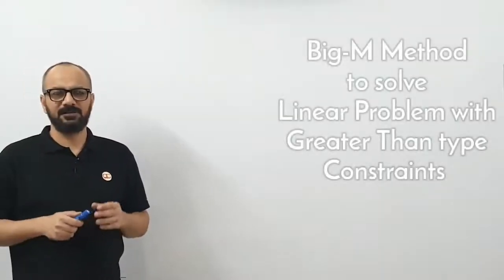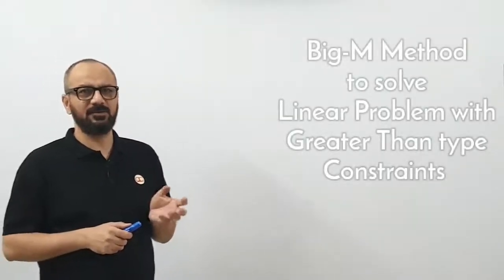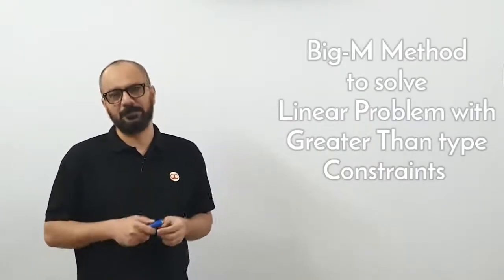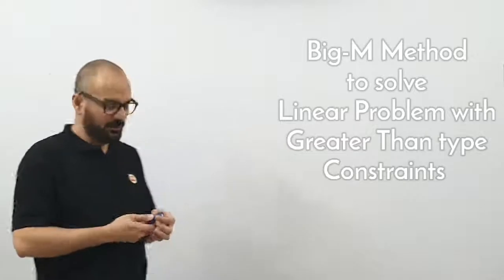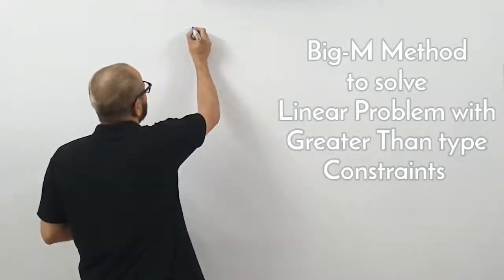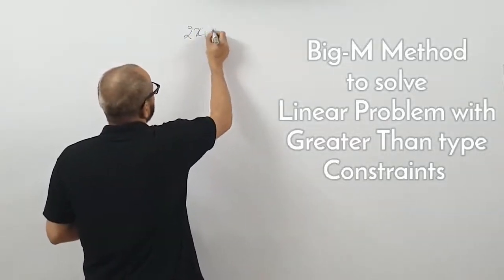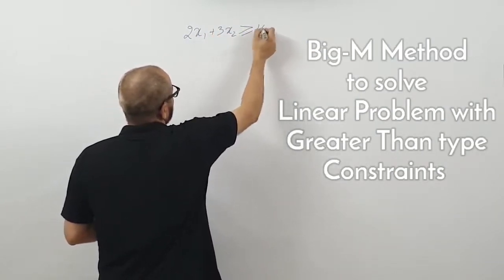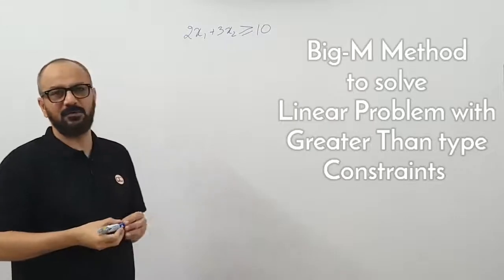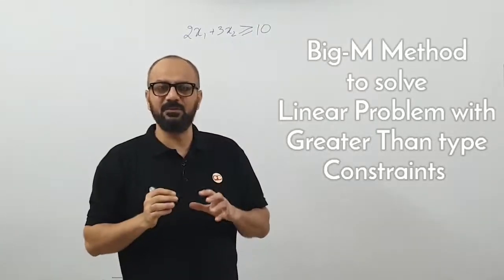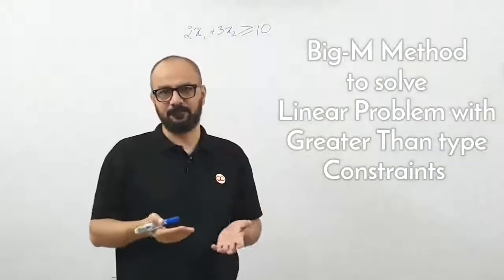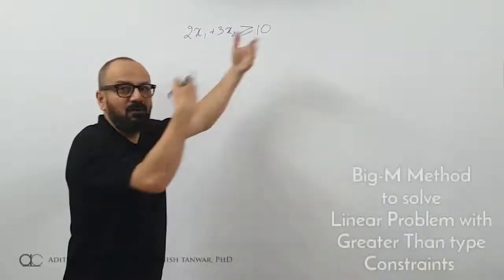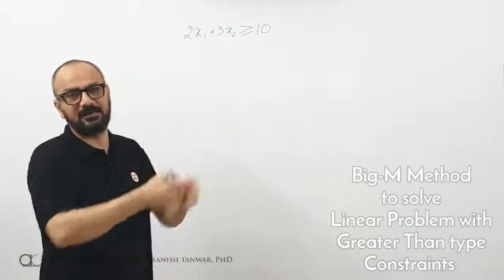Hello and welcome to our first lecture on solving a linear problem using the simplex method where we have inequalities of type greater than. First thing, what do we mean by an inequality of type greater than? It would be 2x1 plus 3x2 greater than or equal to 10. So now we have an inequality which is of type greater than, meaning that this side, the LHS, is more than 10, more than the right hand side.